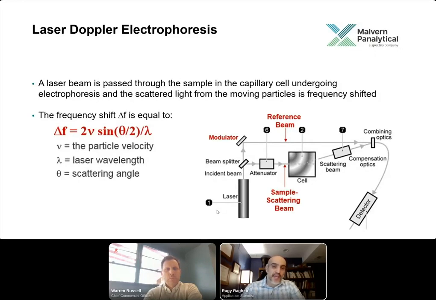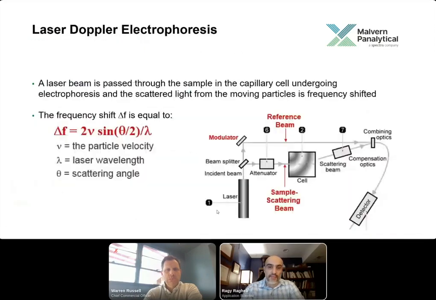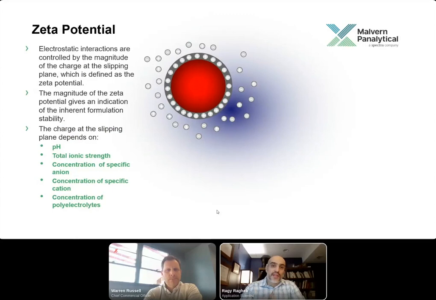And that delta frequency can then be used to determine the particle velocity by solving this algebraic equation, where we know the delta frequency, we know the laser wavelength, which is a 633 helium neon laser, and we know the scattering angle that's used for zeta potential, which is 13 degrees. So we solve for particle velocity, and we go back and put that into the equation to calculate the electrophoretic mobility.